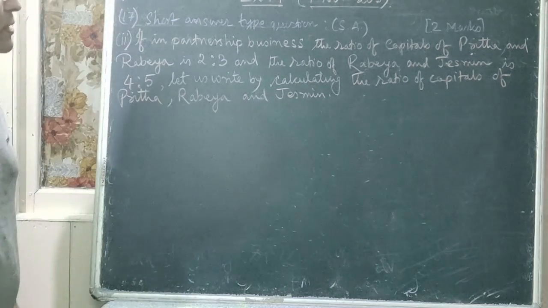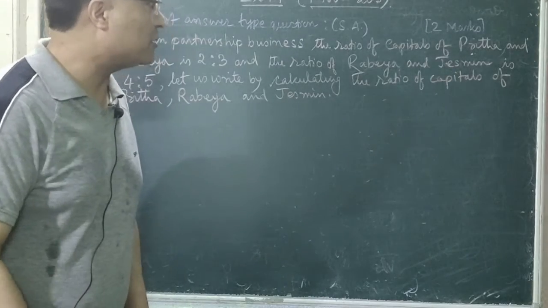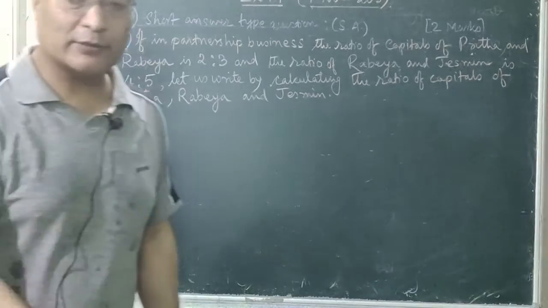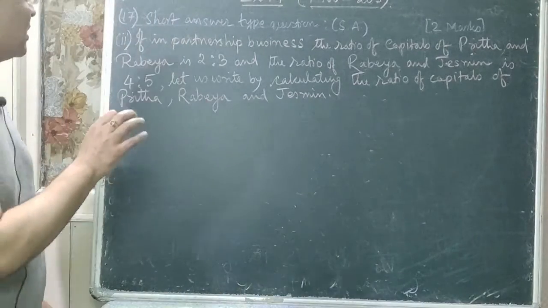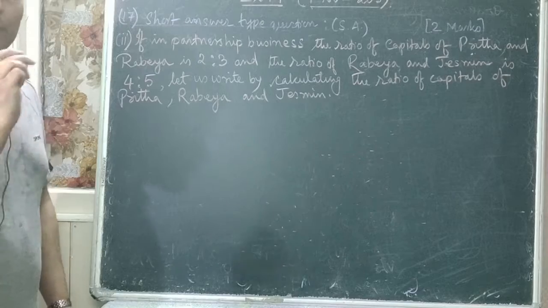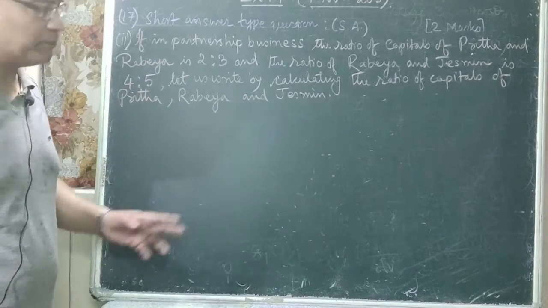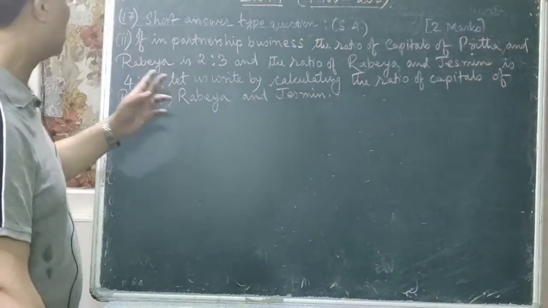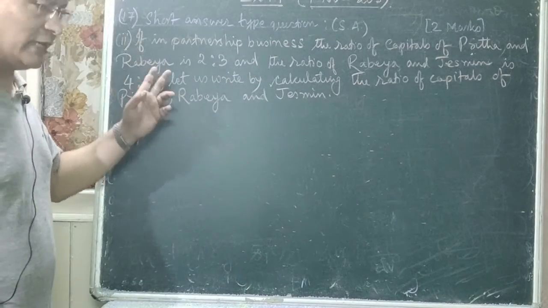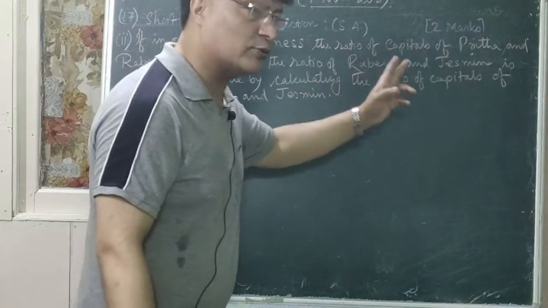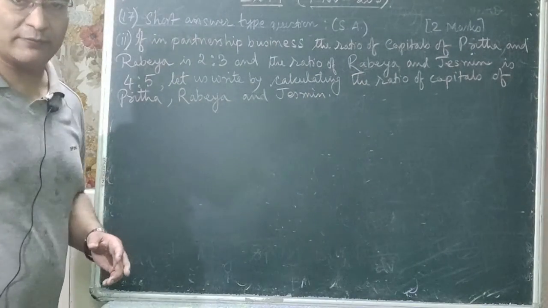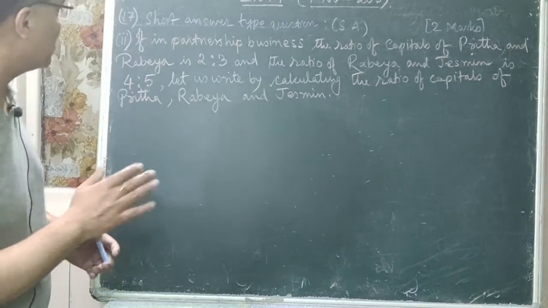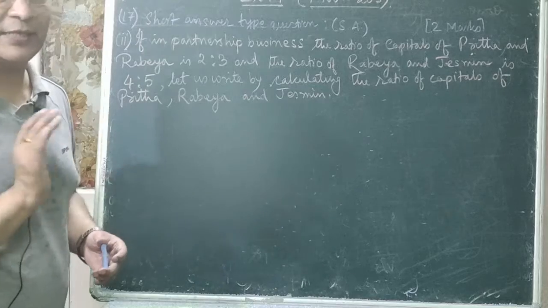If in a partnership business the ratio of capitals of Preetha and Ravia is 2:3, तो यहाँ के देखो सर, the ratio of capitals of Preetha and Ravia is 2:3. Preetha is to Ravia is equal to 2:3, and the ratio of Ravia and Jasmine is 4:5. That is, ratio of capitals of Ravia is to Jasmine is 4:5. Okay. So let us write by calculating the ratio of capitals of Preetha, Ravia and Jasmine.